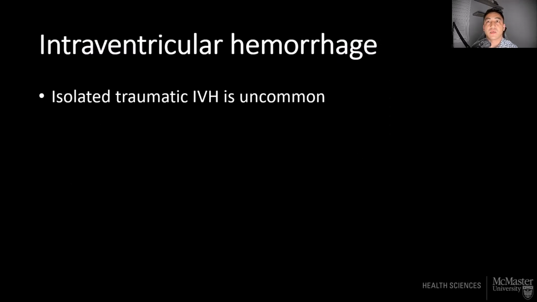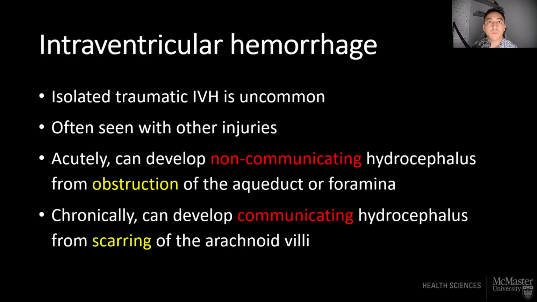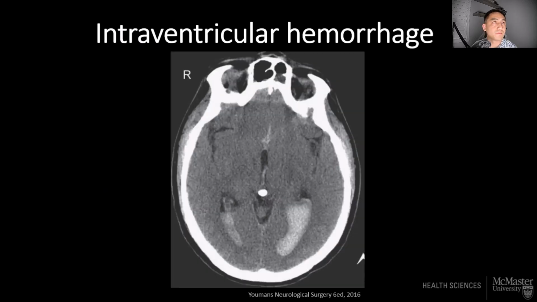Last but not least, intraventricular hemorrhage. Isolated traumatic intraventricular hemorrhage is rare. Often we see it with other injuries. Acutely, we can also have non-communicating hydrocephalus from obstruction of the aqueduct or foramina. And we see this with a subarachnoid hemorrhage also. Chronically, we would see communicating hydrocephalus from blockage of the arachnoid villi.